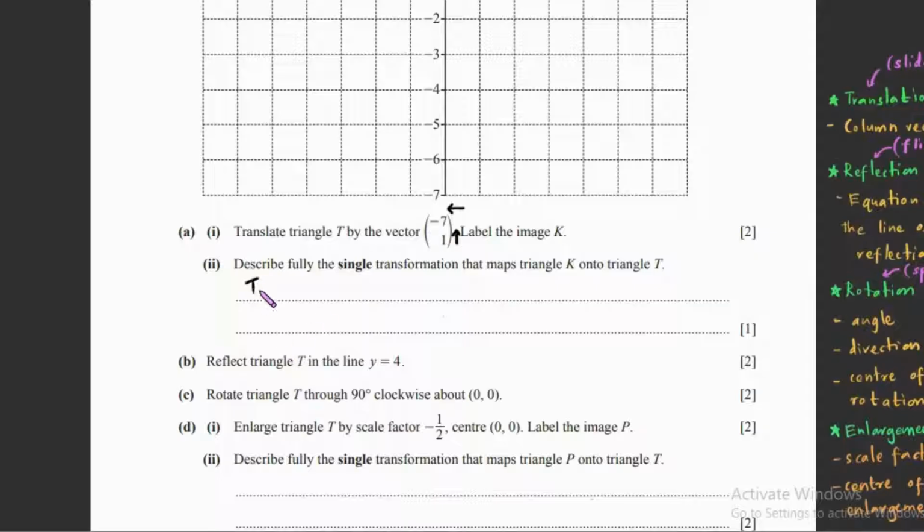So I can write it as translate by vector 7 and -1. This is how I should write it.